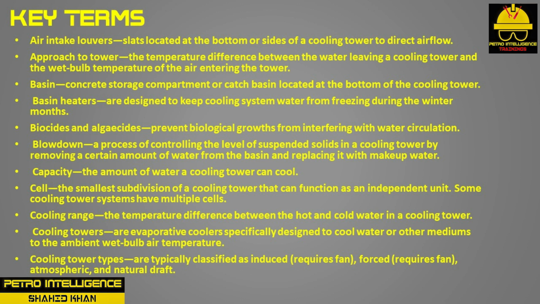Cell is the smallest subdivision of a cooling tower that can function as an independent unit. Some cooling tower systems have multiple cells. Cooling range is the temperature difference between the hot and cold water in a cooling tower. Cooling towers are evaporative coolers specifically designed to cool water or other mediums to the ambient wet bulb air temperature. Cooling tower types are typically classified as induced, requires fan, forced, requires fan, atmospheric, and natural draft.